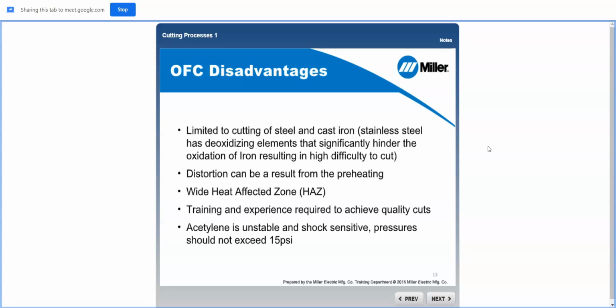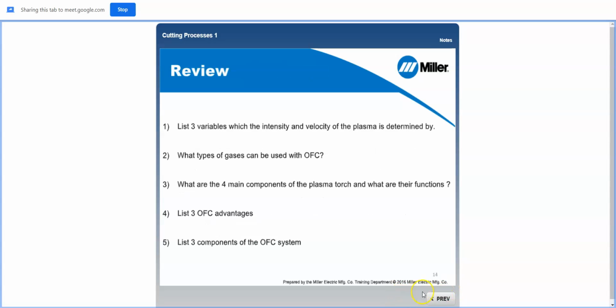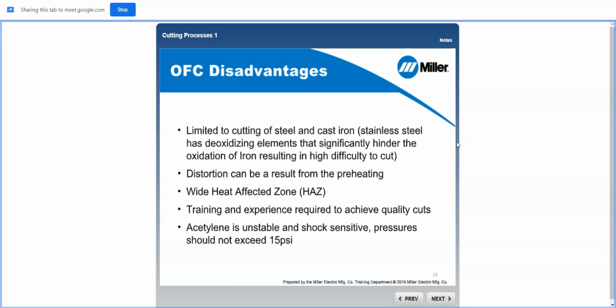And acetylene is unstable and shock sensitive. Pressure should not exceed 15 psi. We talked about that a little bit in our demonstration that we did before the holiday break.